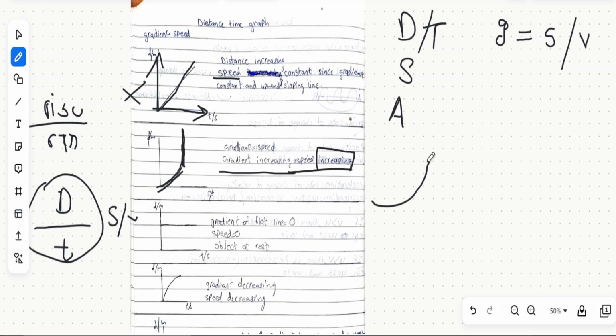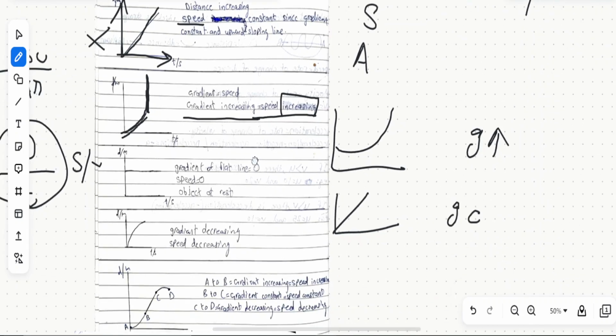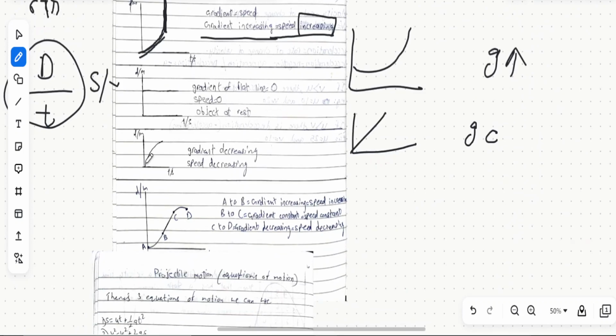Remember, when you have this type of graph, that means your gradient is increasing. But when you have this type of graph, this means your gradient is constant. When you have a decreasing graph, what do I mean by decreasing? Decreasing is like this. When your gradient is decreasing, it's going to look something like this. And remember, in a distance-time graph, the gradient is speed, so your speed is also decreasing.